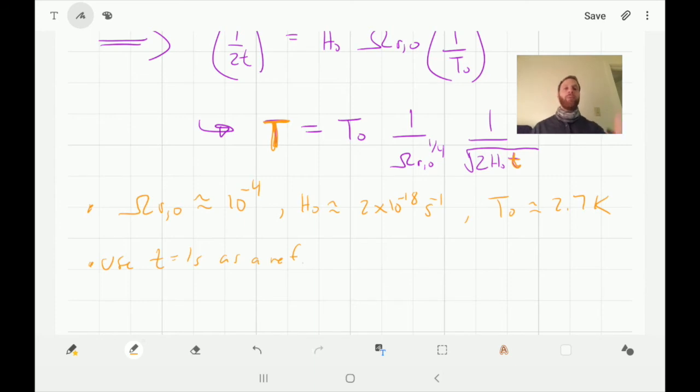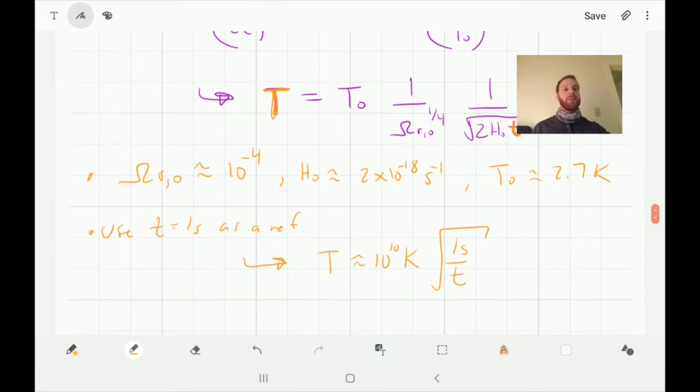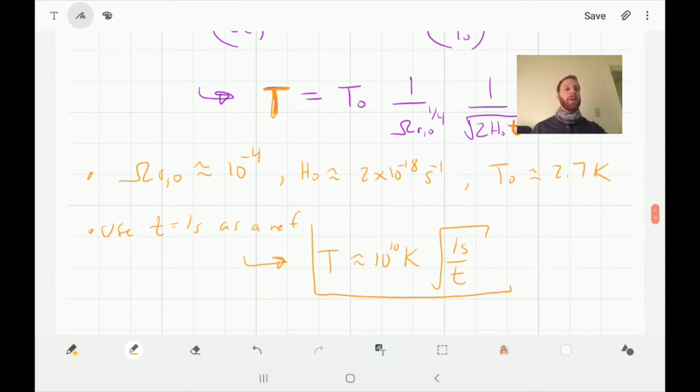I claim that when you put all this together, you'll find that the temperature at early times was approximately equal to 10 to the 10 Kelvin times the square root of 1 second divided by t. If you let little t be 1 second and get that number, you'll find about 10 to the 10 Kelvin. That means the scaling of the temperature with time goes like this, and this is something that Ryden has in the book.